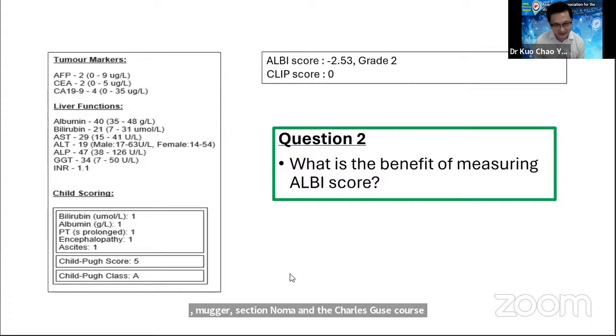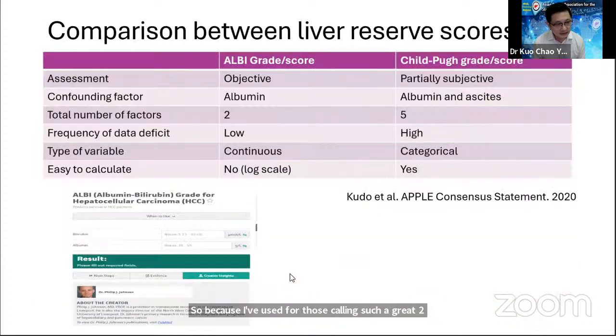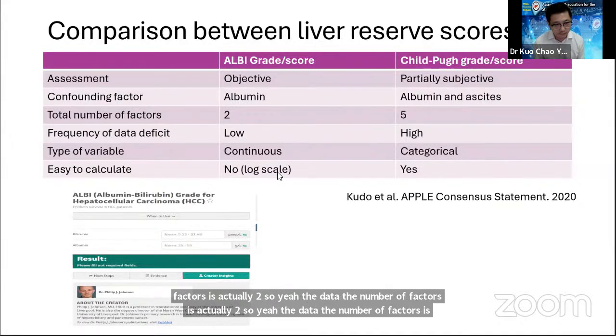Prof. Johnson actually already taught us, so I will skip the subsequent few slides on the LB score. The LB score is actually grade 2. To summarize what Prof. Johnson told us, the LB score is more objective, the number of factors is just 2, so the data deficit is low. The Child-Pugh score involves some subjectivity.